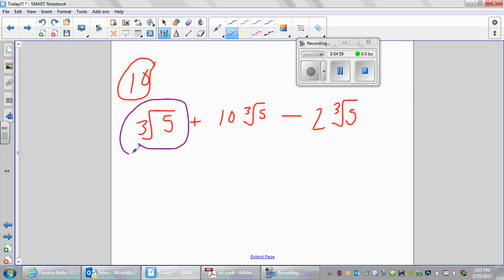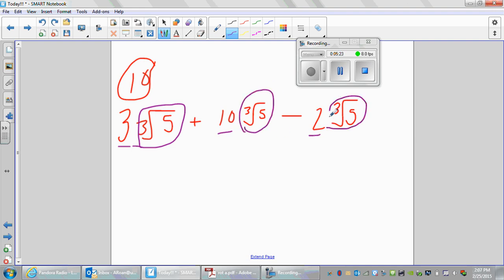Let me go back. I'm missing a 3. So I have 3 of them here. Then I have 10 of them. And then I lose 2 of them. 3 plus 10 is 13.